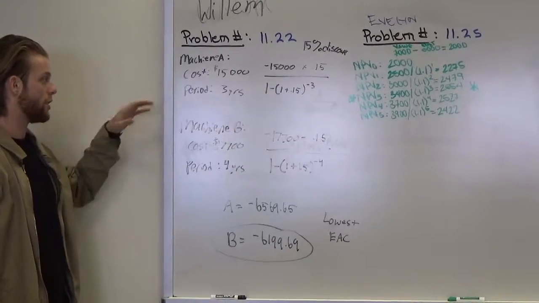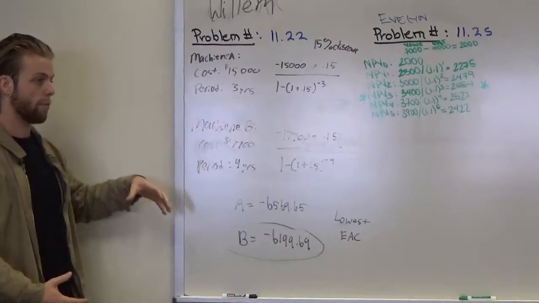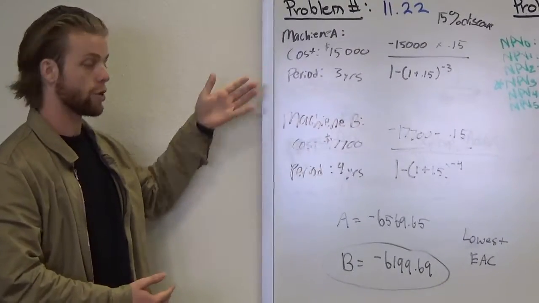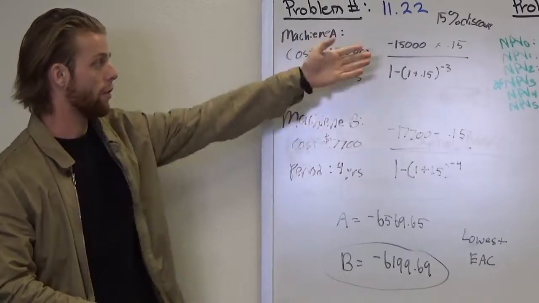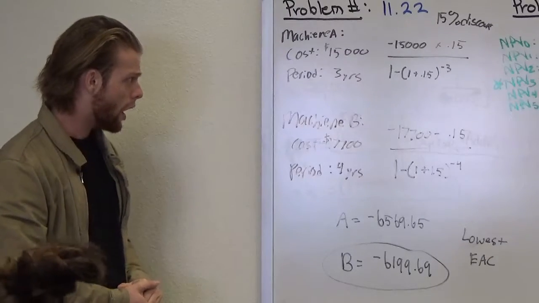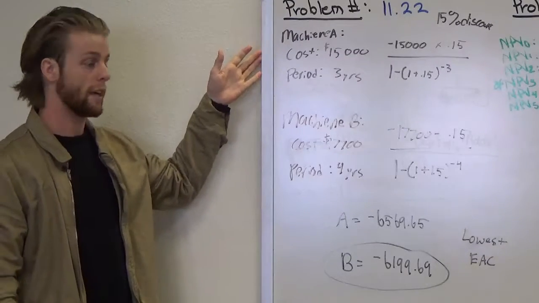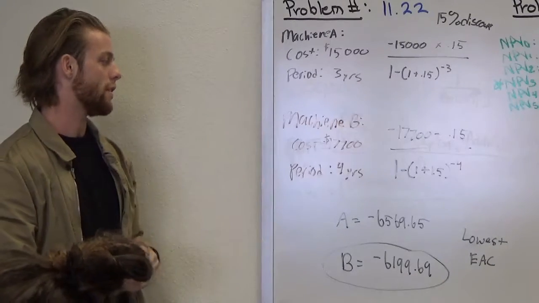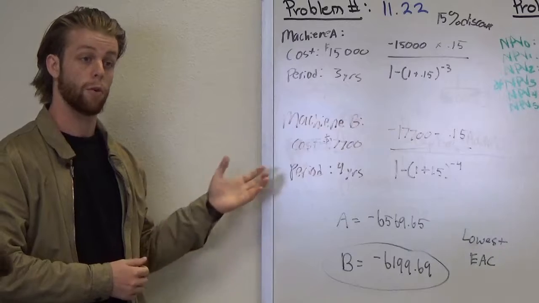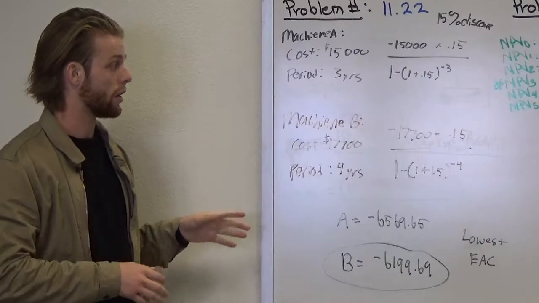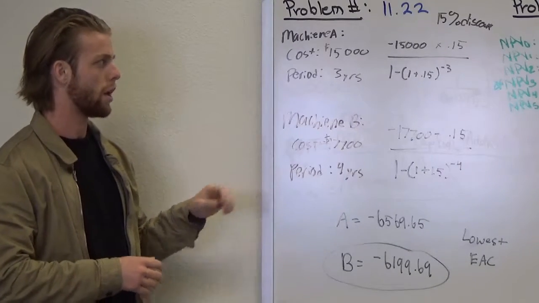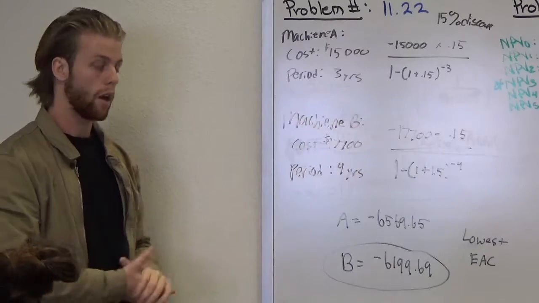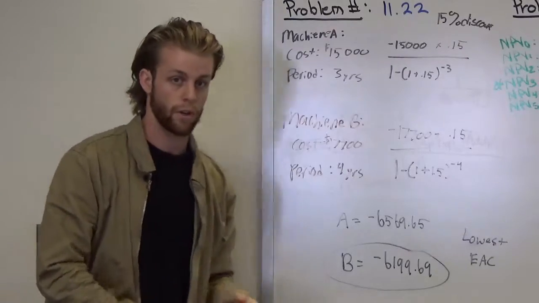All right. For problem 11.22, we're given 2 different machines at 2 different price points or costs, as well as the period of years that each can perform for our company. You're then asked to choose which one we should purchase, given our 15% discount rate. With machine A, it's a cost of $15,000 and it will work for a period of 3 years. Machine B is a cost of $17,700 to the company and will perform for 4 years. When you calculate the EAC, which is the equivalent annual cost, you find that B has the lowest cost, which is what you're looking for, and so we choose machine B for our company.